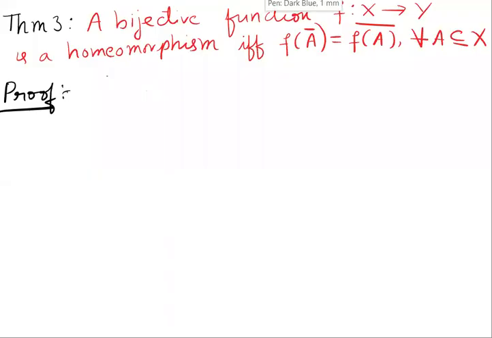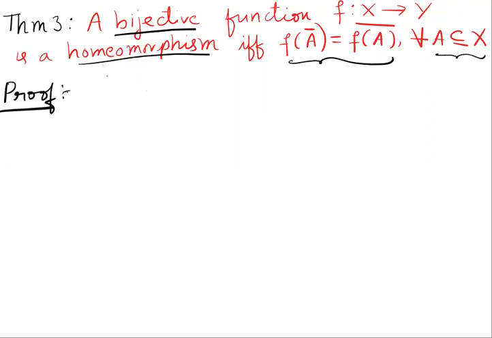Hello guys, now let us prove theorem 3 on homeomorphism. A bijective function f from X to Y is a homeomorphism if and only if f of A bar is equal to f of A whole bar for all subsets A of X.